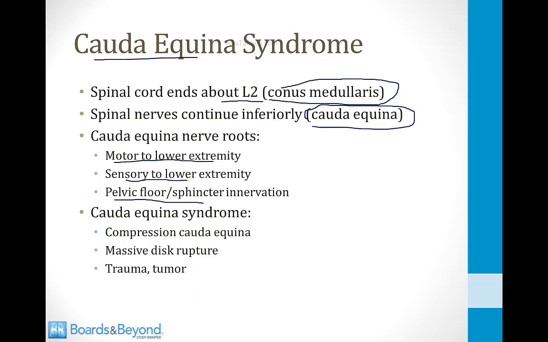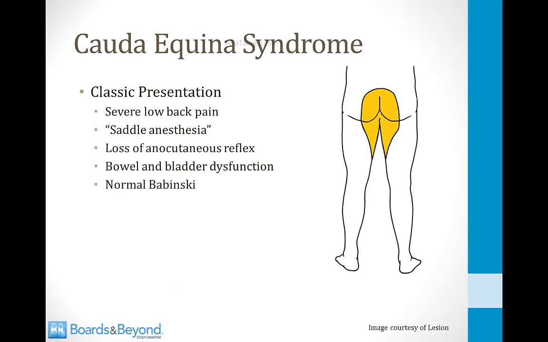So a cauda equina syndrome occurs when you get compression of the cauda equina, and this can happen if you have a massive vertebral disc rupture, or it can happen from trauma or tumor. So the classic presentation is severe low back pain and something called saddle anesthesia, and this picture over here on the right shows the area involved in saddle anesthesia. It's the area that would sit in the saddle. So patients won't have sensation over their buttocks in that area.